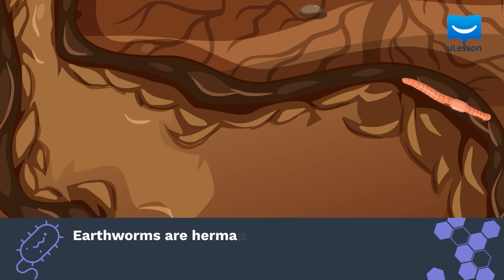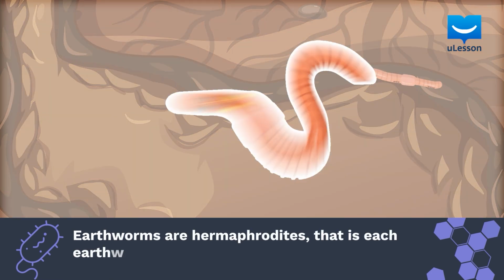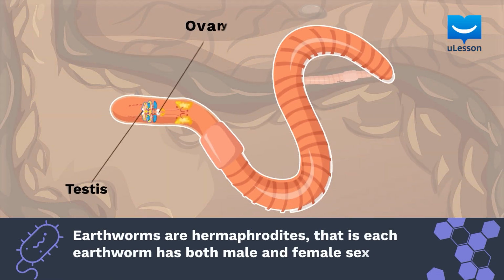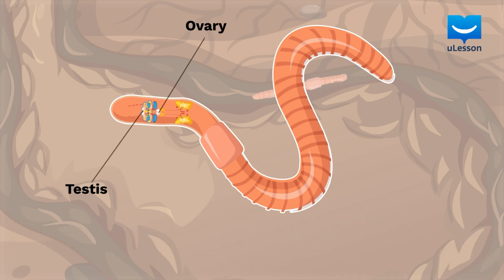Earthworms are hermaphrodites, which means earthworms have both male and female sex organs. However, earthworms need each other to reproduce successfully. Let's see how earthworms reproduce sexually then.